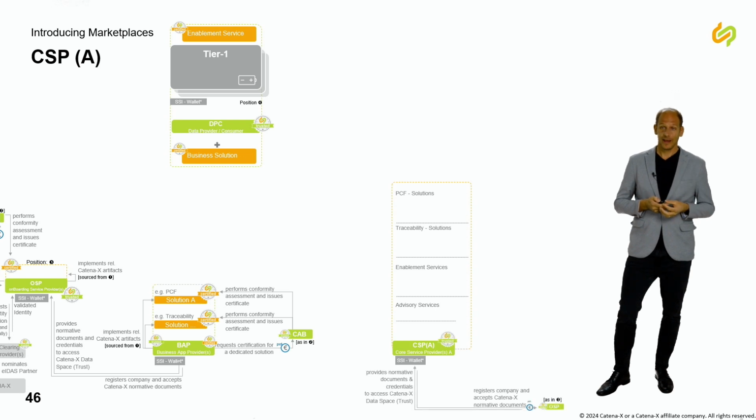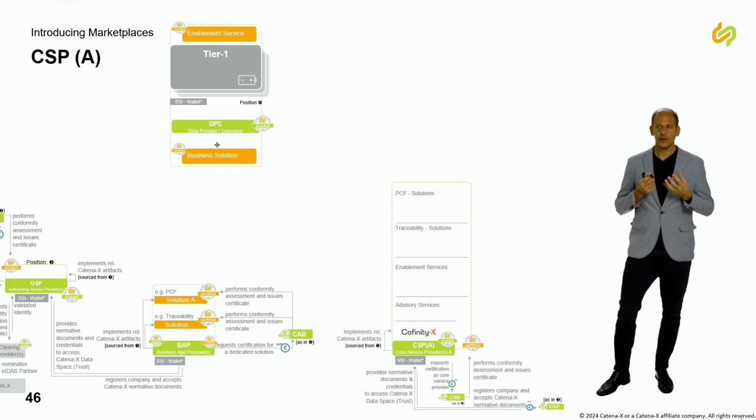The core service provider A, of course, also needs to work with the normative documents plus with the code that is provided and will implement it and provide the marketplace. But in this case, for example, Conformity X. And of course, also Conformity X as a core service provider A needs to get certified, as every player in our system needs to get certified as well.